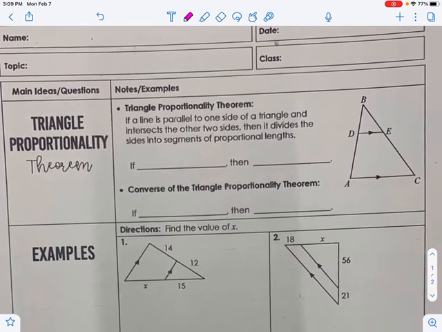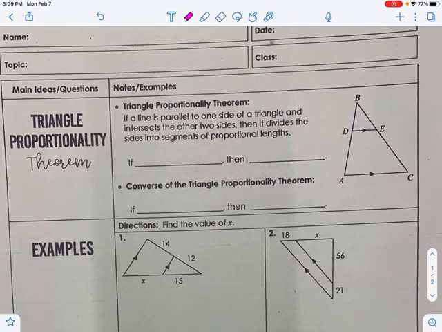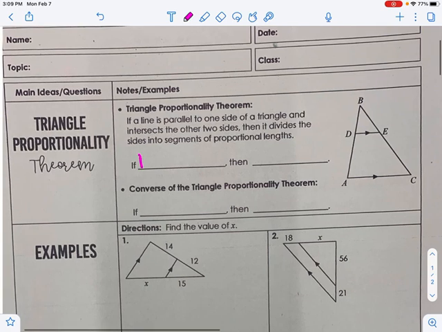Okay, continuing Unit 7 with the triangle proportionality theorem. When we do this, we have two lines that are going to be parallel. So right here, we see those parallel markers. If we see that, we can say if DE is parallel to AC, then we can build ratios.